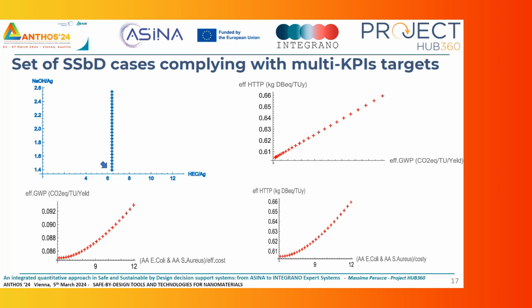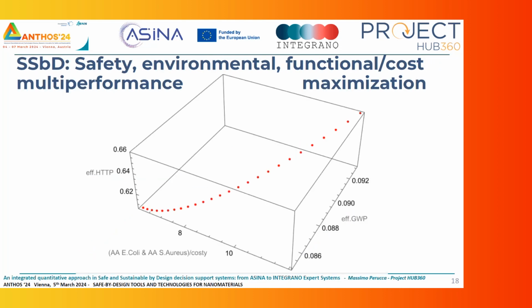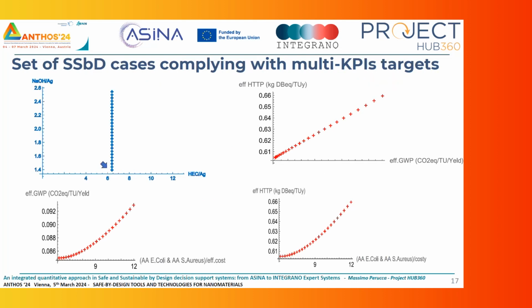And each point corresponds to specific indicators: safety, environment, functionality, again safety, again environment, and still functionality. This is the projection of the multispace. Here we have the full picture. I try to make it simple in three dimensions, just to visualize. And by clicking one point in this space, we are returned a point in this decision space.